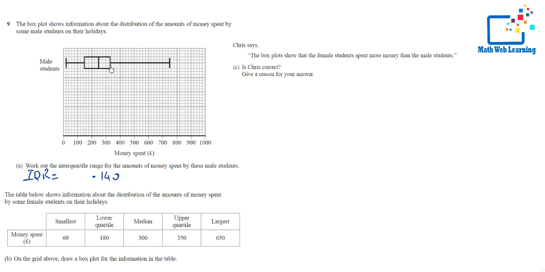The upper quartile is going to be 330. Okay, and the answer for that for me is 190. All right, so next we need to draw this box plot for the girls.